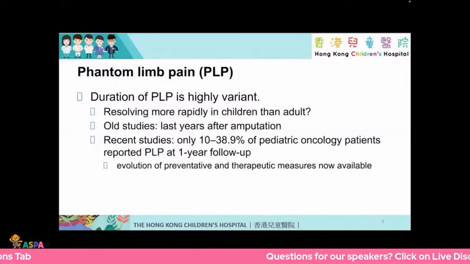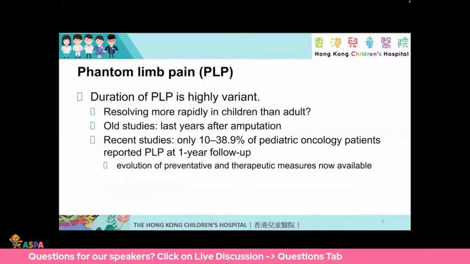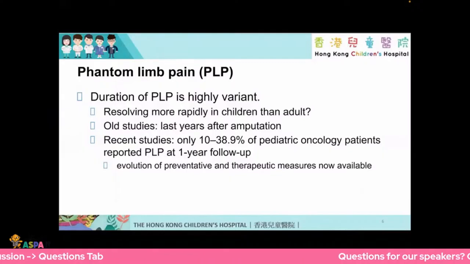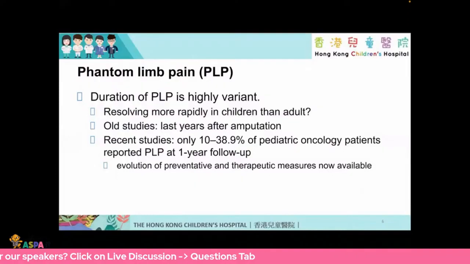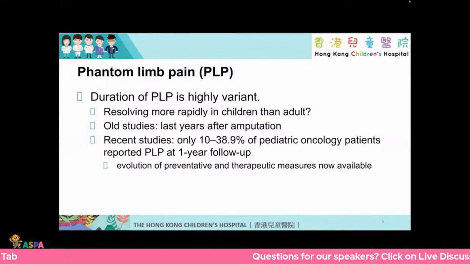The duration is highly variable as well. For adults, it can last for years. The good news about children is that it tends to resolve much more rapidly. A small-scale study shows that by 1 year after the surgery, only 10 to 38.9% of children in the oncology group still reported the pain.